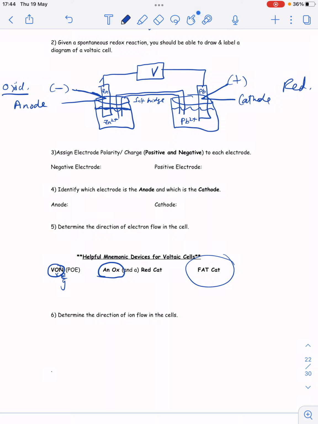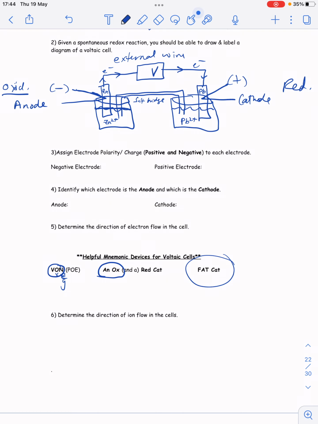So electrons always flow in the external wire, that's very important. This is outside of the voltaic cell. This is the wire that's connecting them, and this is the direction of the electron flow. From the oxidation, where the electrons are lost, they leave the voltaic cell and go over to the other half cell where they cause the reduction. So we can determine the electron flow.